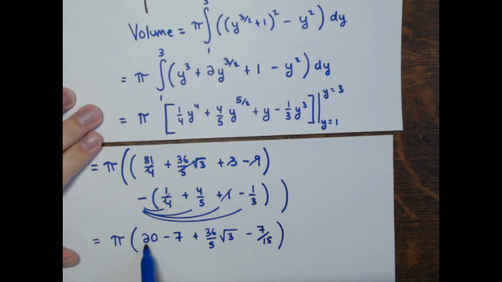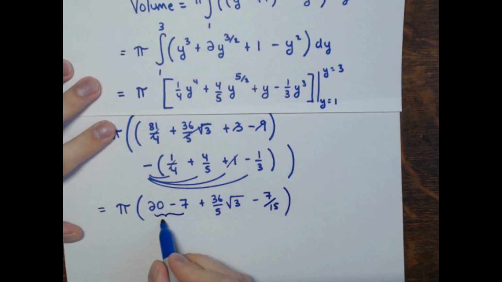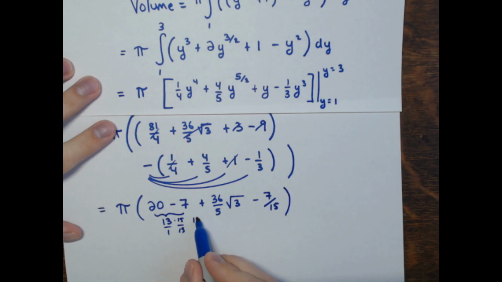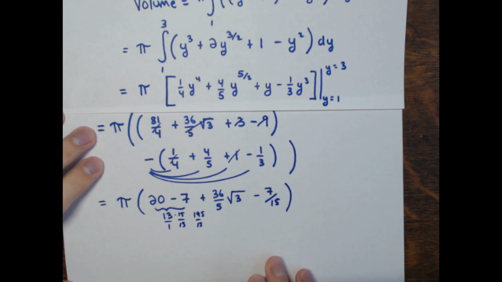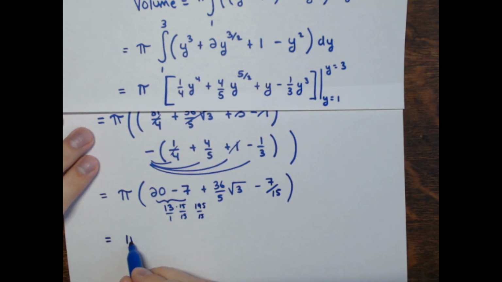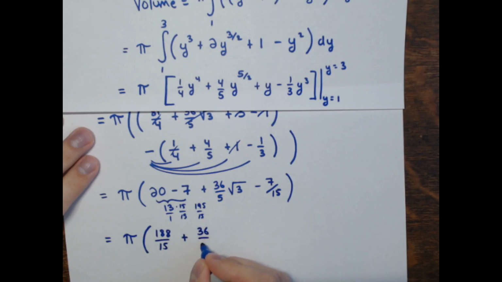And then 20 minus 7 is 13. If I think of this as 13 over 1, times 15 over 15 to get a common denominator with the other fraction, this would be 195, right? 130 plus 65, 195 fifteenths minus 7 fifteenths, 188 fifteenths. And that's as simplified as I get. So we get pi times the quantity 188 fifteenths plus 36 fifths times the square root of 3. And that'll be the volume.